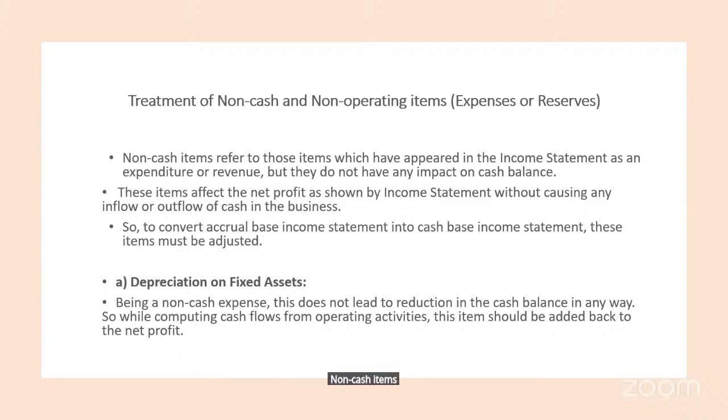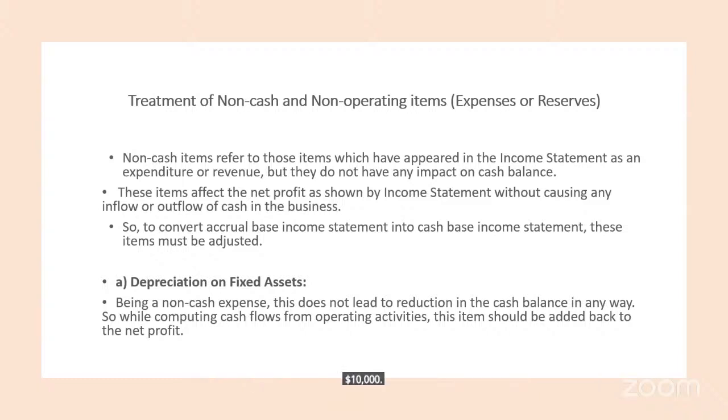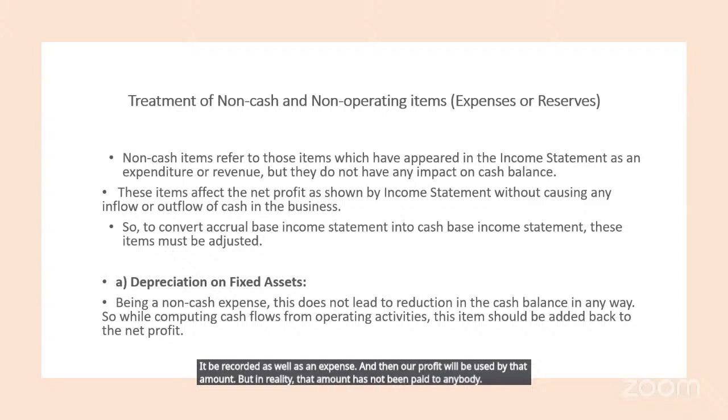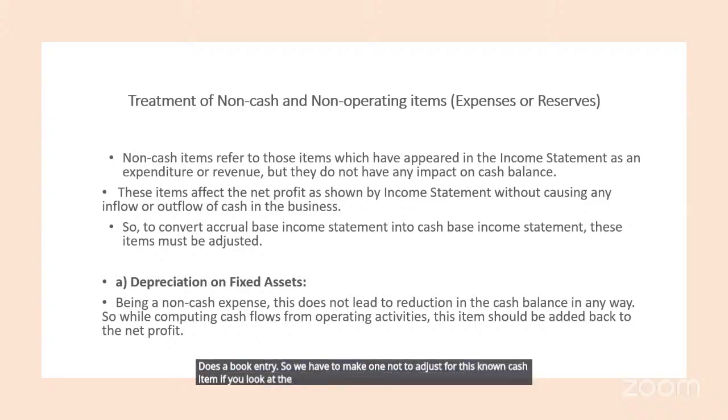These items affect the net profit as shown by the income statement without causing any inflow or outflow of cash in the business. So for instance, if we say, okay, our vehicle is depreciating by 10%, and let's say at the end of this year, 10% of 100,000 is 10,000 naira. We will charge it as depreciation. In this case, it will be recorded as an expense, and then our profit will be reduced by that amount. But in reality, that amount has not been paid to anybody, just a book entry. So we have to adjust for this non-cash item. If you look at the format, we add back depreciation.